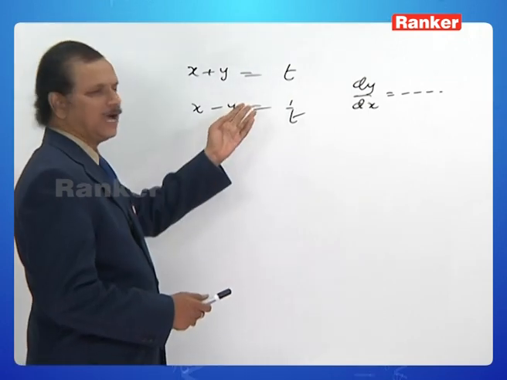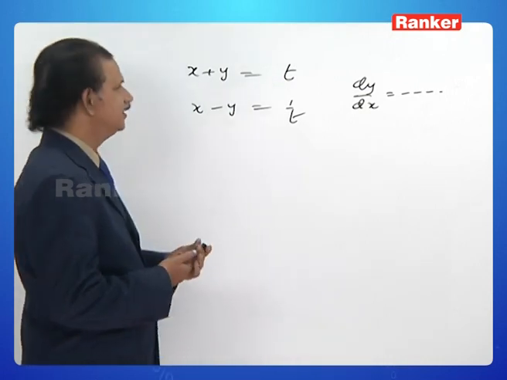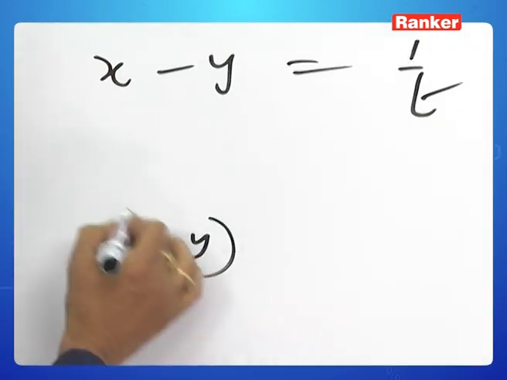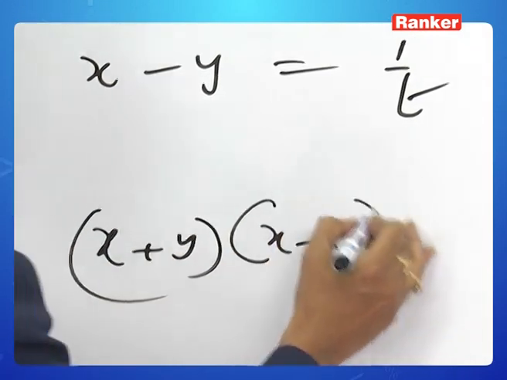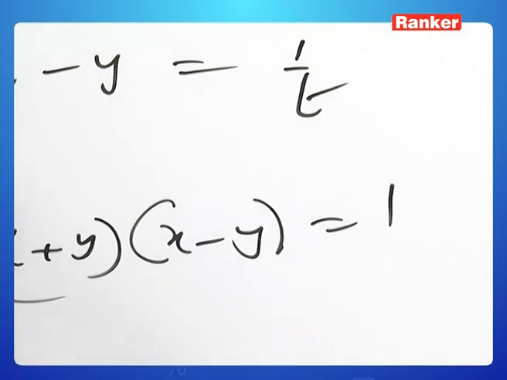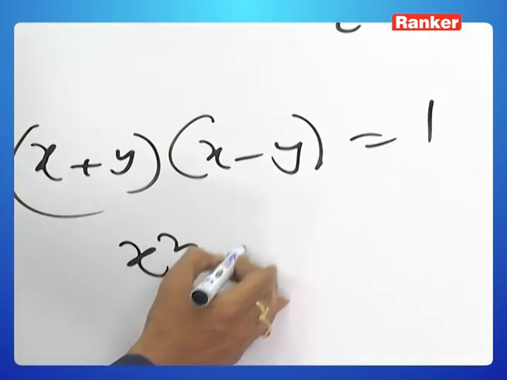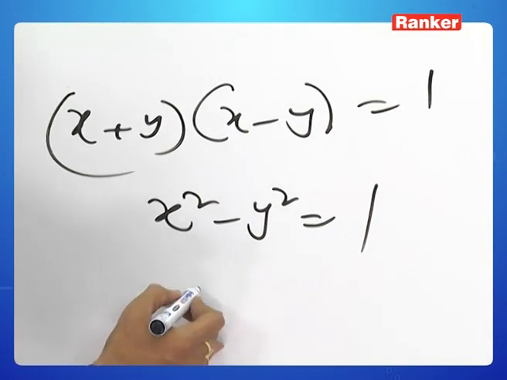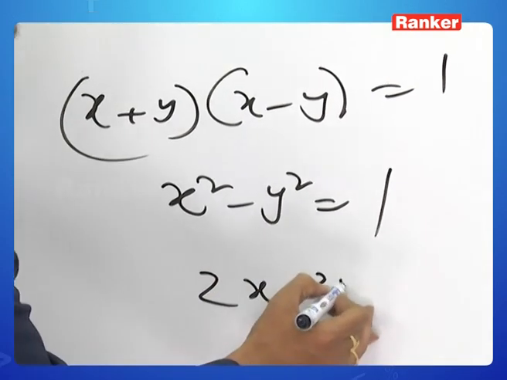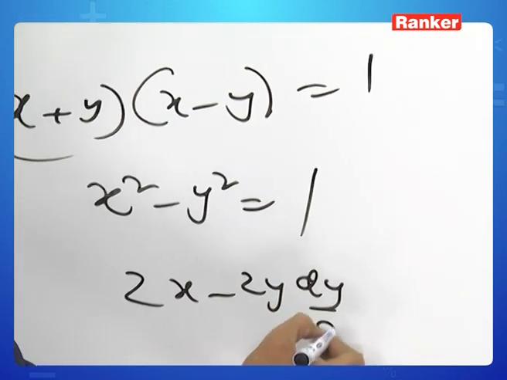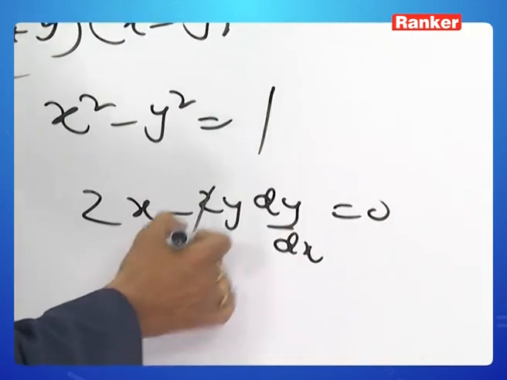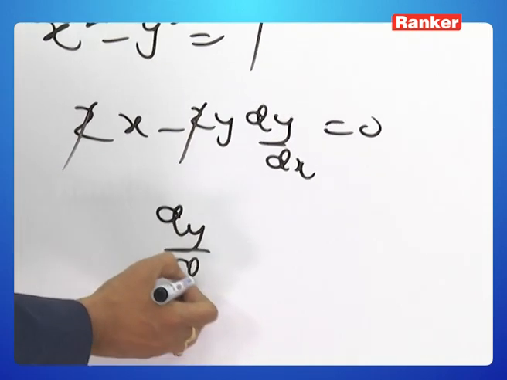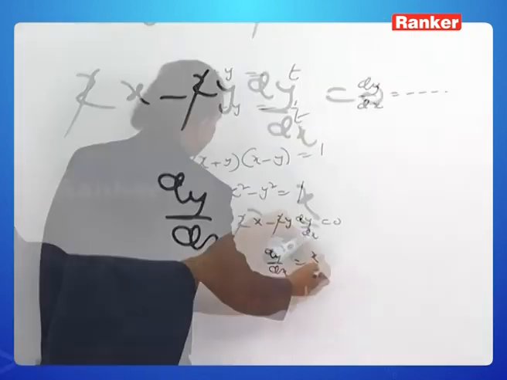How do we eliminate the unknown thing here? You see, it's very simple. You just multiply them. x plus y into x minus y is equal to t into 1 by t, which is 1. Therefore, x square minus y square is equal to 1. If you differentiate on both sides, 2x minus 2y dy by dx is equal to 0. If you cancel 2, dy by dx is therefore equal to x by y.